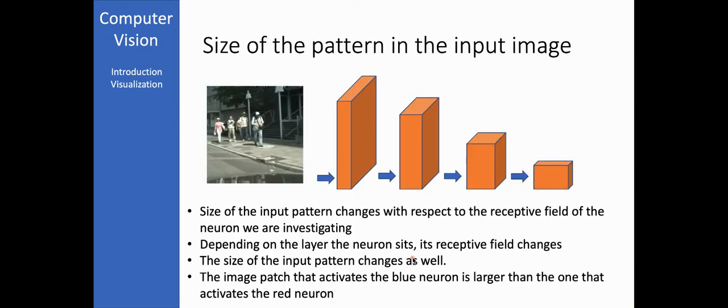Now, there are several things that we should discuss. One of them is that the size of the pattern in the input image changes depending on which layer I pick the neuron that I want to analyze. Why? We've seen this in the previous lectures. That's because of the receptive field. If I look at a neuron here, the receptive field of that neuron will be large. If I look at a neuron in a previous layer, its receptive field will be smaller. And if I look at a neuron here, its receptive field will be even smaller. Therefore, the patterns that activate these neurons will have respective sizes. This neuron will be activated with a pattern of this size, this neuron with a larger size, and this neuron with the largest pattern here.